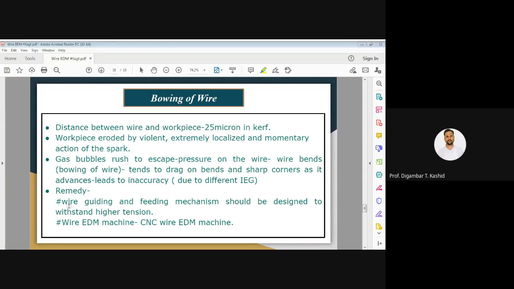The remedy is that your wire guiding system should be strong enough. You have to make a very strong wire guiding system so that more tension can be given to your wire, so that the wire does not bow or bend during the machining or any sparking. That is what is considered bowing of wire.